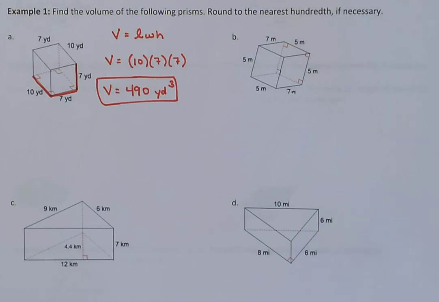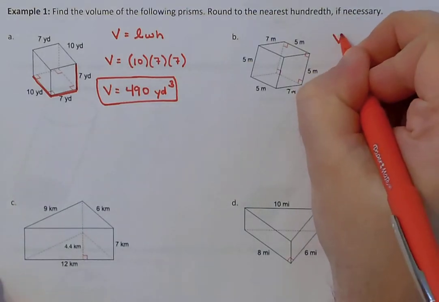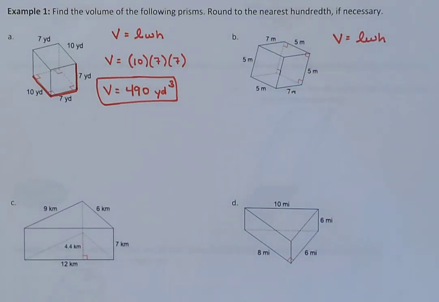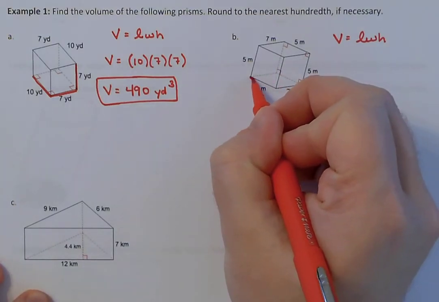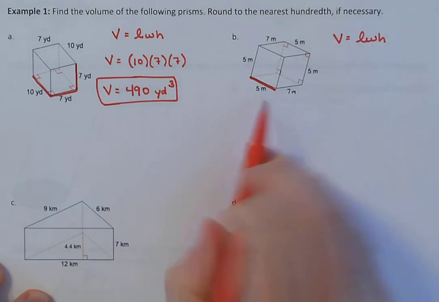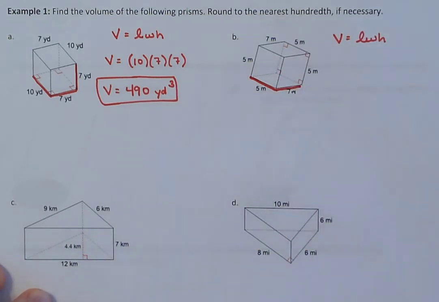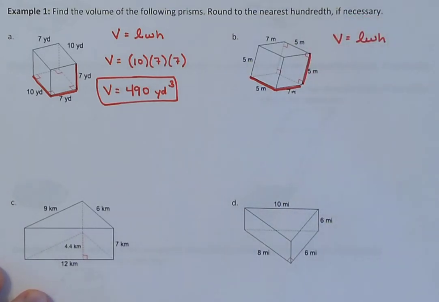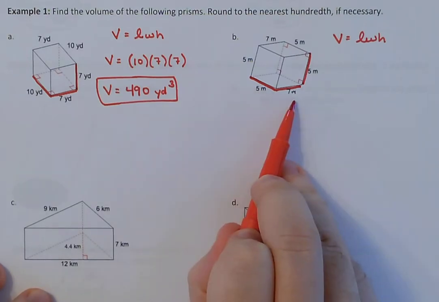All right, now for part B, we want to go through and do the same thing. So part B, we also have a rectangular prism. So that means we need to use V equals LWH, length times width times height. So we need to figure out what our length, width, and height are. The length of this cube, or rectangular prism, is 5. Its width is 7. And then the height is going to be 5. So length times width times height.